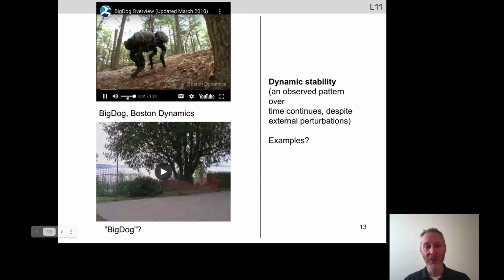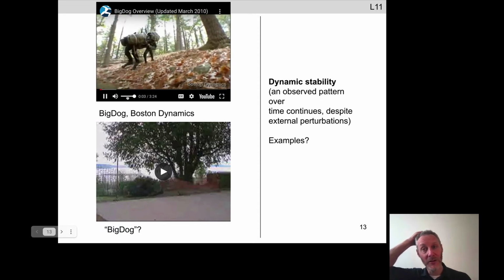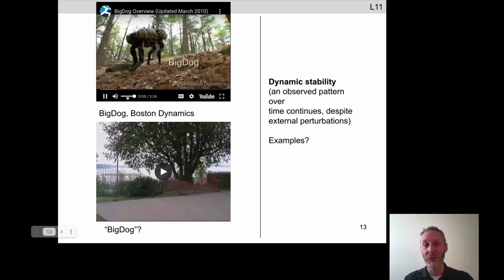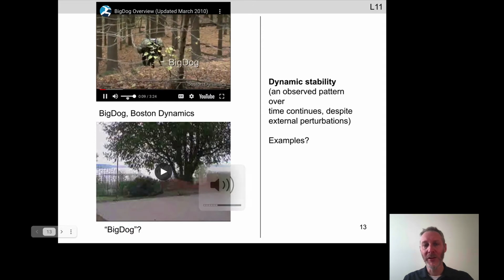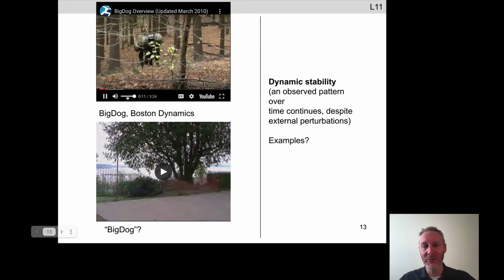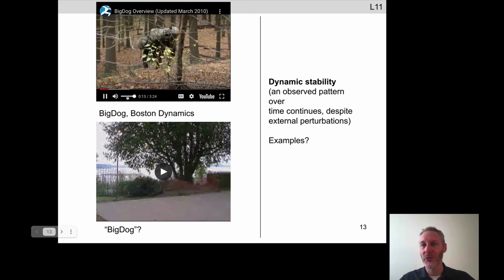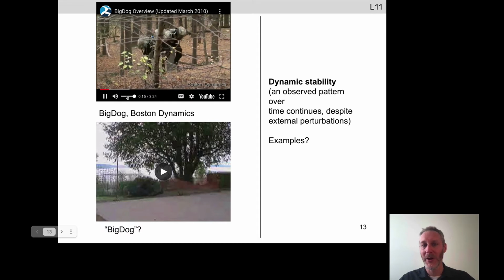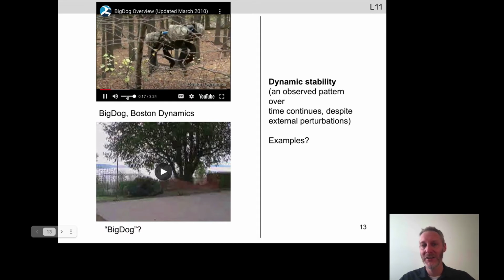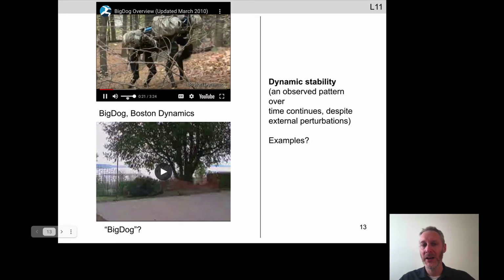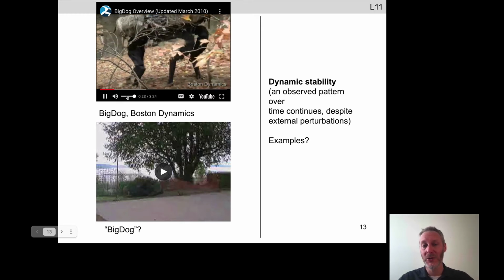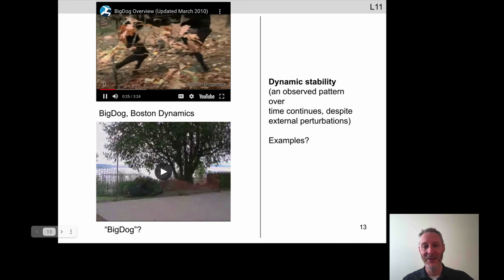Some of you are probably familiar with the original or the most recent Big Dog videos. This was the first one. Hopefully most of you can hear the buzzing of the diesel engine that's running this robot. So this robot is definitely not energy efficient, but it is stable. It's able to walk and it's relatively robust. It's able to walk over many different environments.